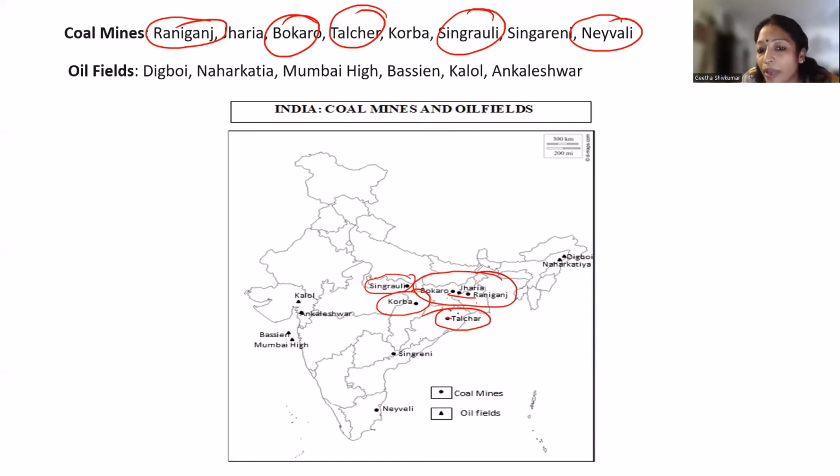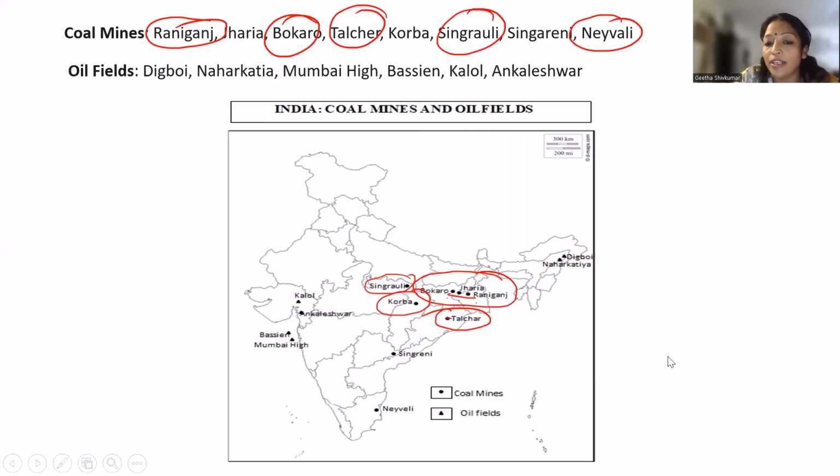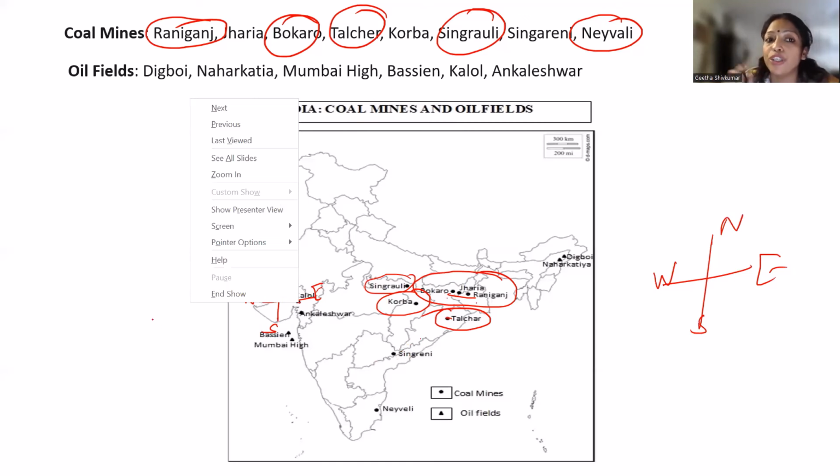If you mark Talcher slightly here or there, that is okay, but you cannot mark the wrong place. You cannot change north to south. Whichever state we are learning, you need to first divide that state into north, south, west and east. It is very important. Here I'll take the example of Kalol. Kalol is an oil field. If I divide Gujarat into north, south, west and east, Kalol is somewhere in the east and southern part of Gujarat. Like that you need to learn.